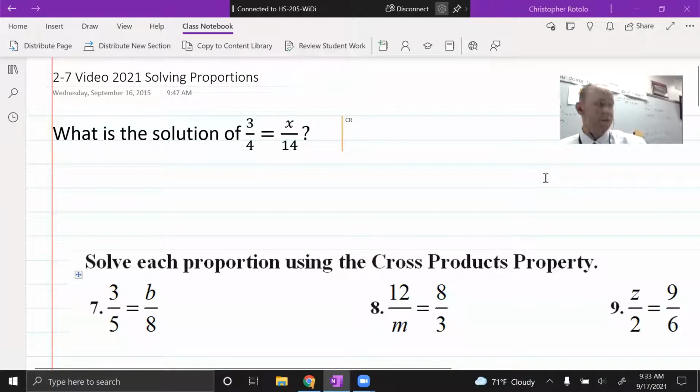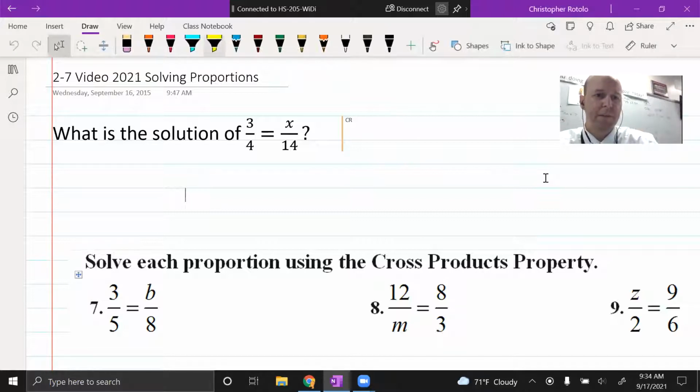All right, Algebra 1, we are going to deal with solving proportions. Thought I had a video on here, but turns out I don't. So here we go. Let's see if we can get everything to work.